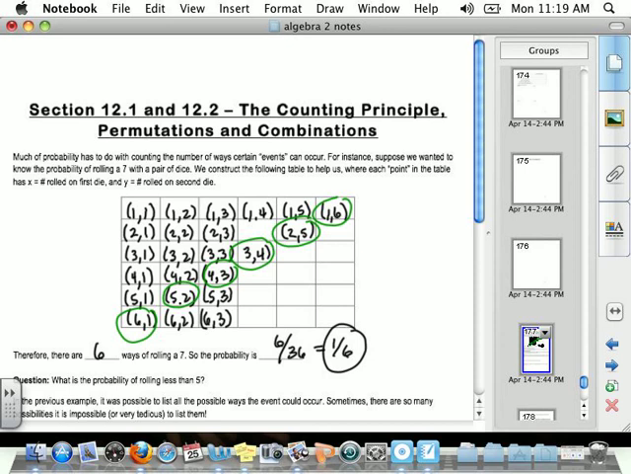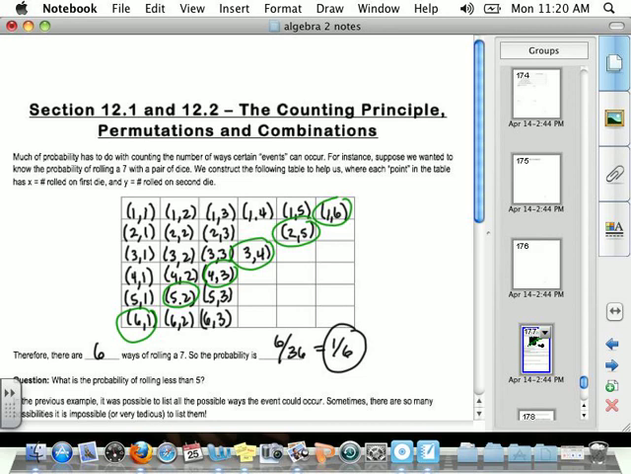All right, there's another thing called the counting principle. It's a lot easier. So how many different outcomes could I have with one die? So 6. How many could I have with the second die? 6. So the number of outcomes total if I rolled 2 dice would be 6 times 6, which is 36. Okay, that's the other one, the multiplication rule.